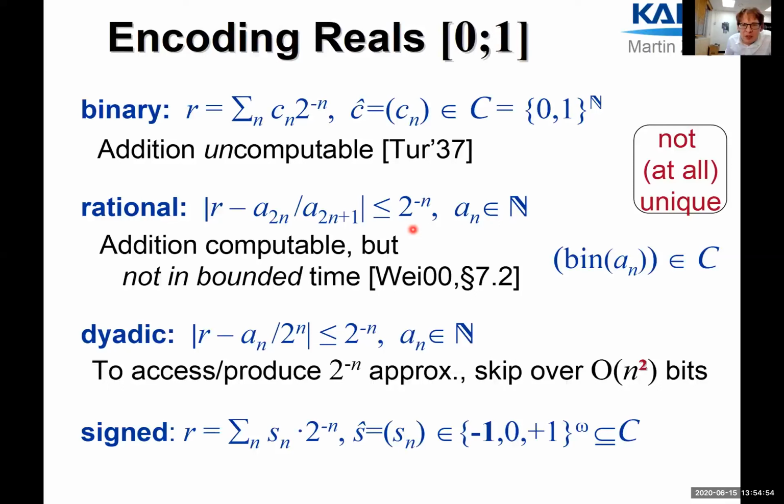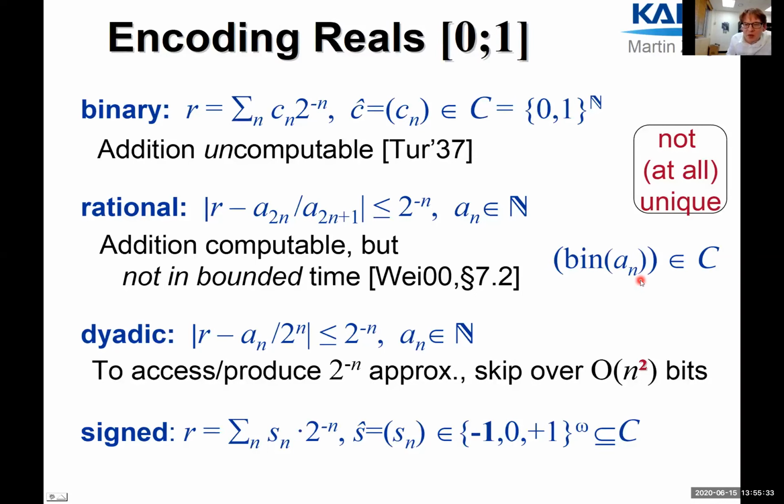Namely, observe that here the code of a real number is a sequence of binary codes of single natural numbers, where the nth natural number is the numerator of a fraction with denominator 2 to the n, and since the real number r is between 0 and 1, that means that a_n lies between 0 and 2 to the n. Therefore, it has roughly n bits.